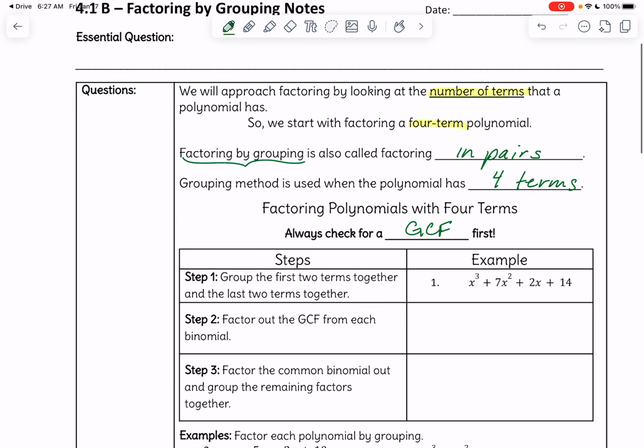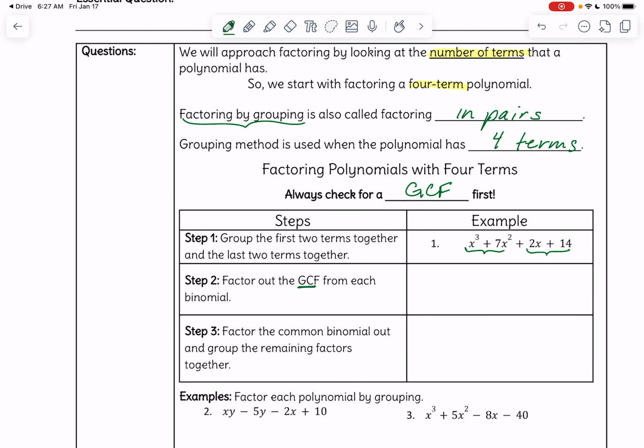So when you look at a polynomial that has 4 terms, we're going to look at the first 2 terms and then the last 2 terms, and we look in groups to see what we can do. And you can see that in the first set of terms, the GCF will be x squared. And that leaves me with x plus 7. And then in the second 2 terms, I can take a 2 out of both of those, and that leaves me with x plus 7.